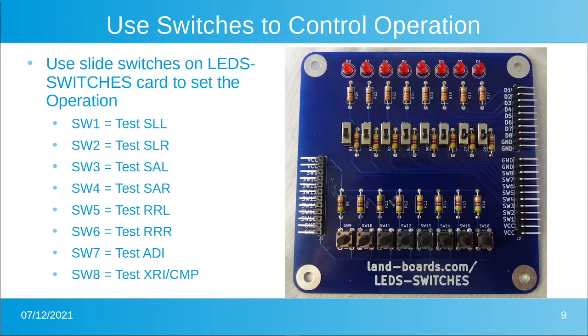The switches are set up to do this. The first switch down here, least significant switch, tests the SLL, SLR bits, the next switch, that kind of thing. All the way up to switch 7, which will control the add and increment, and switch 8 will test the XOR immediate and compare instructions.